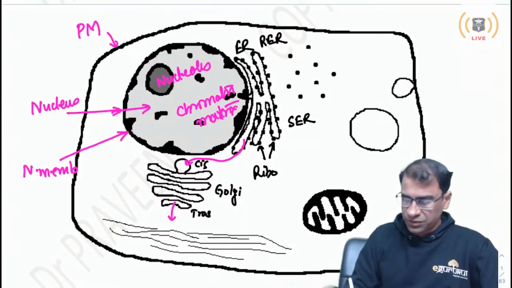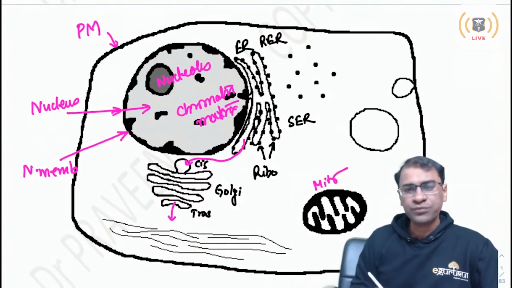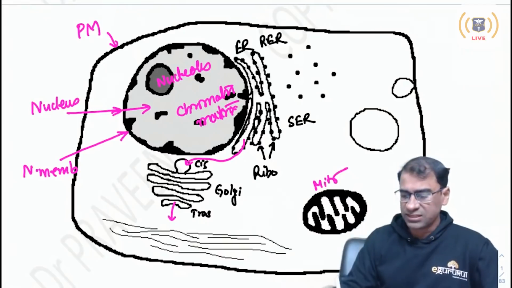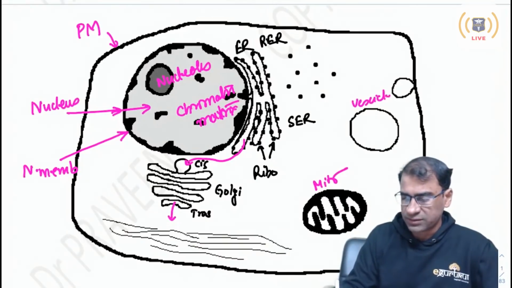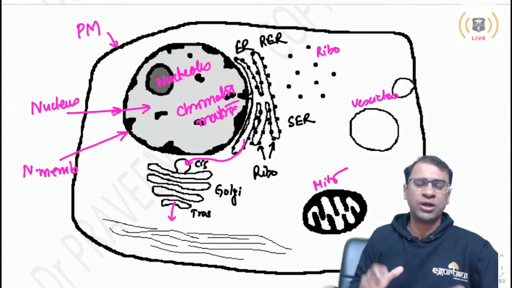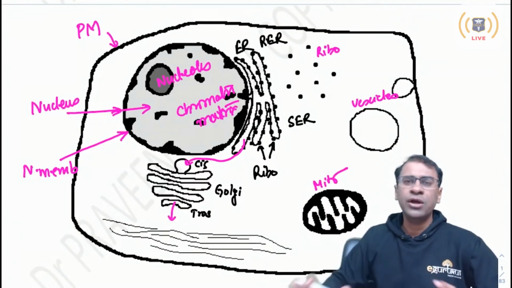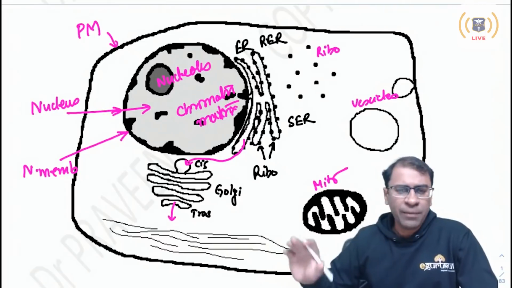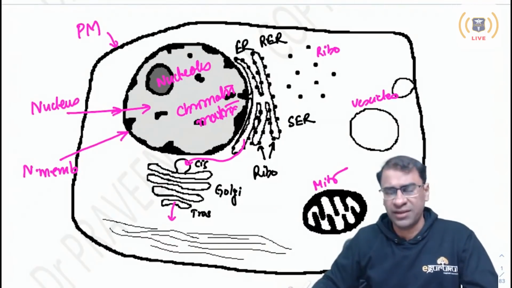Now, this is a mitochondria, the powerhouse of the cell. And this here is a vesicle. These all are the vesicles. These are the ribosomes lying free, even though ribosomes are mostly attached to the endoplasmic reticulum to make it the rough endoplasmic reticulum. But yes, a few ribosomes may be found here and there.